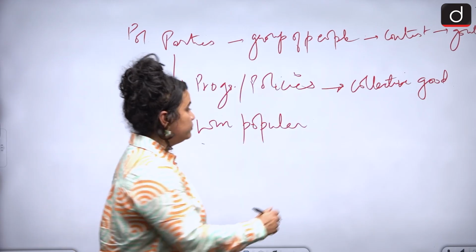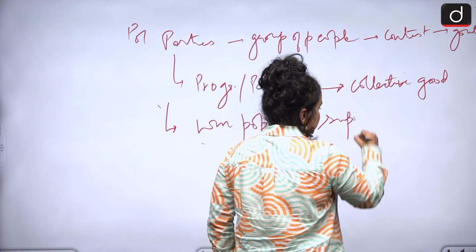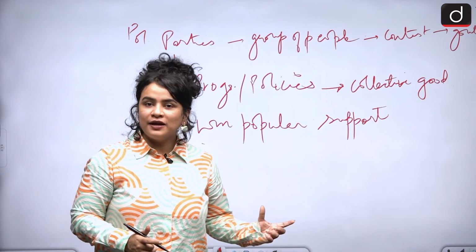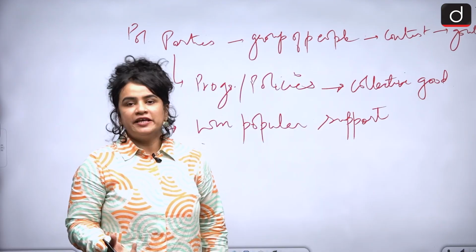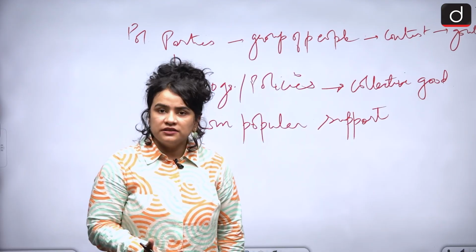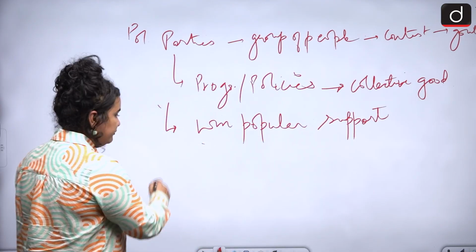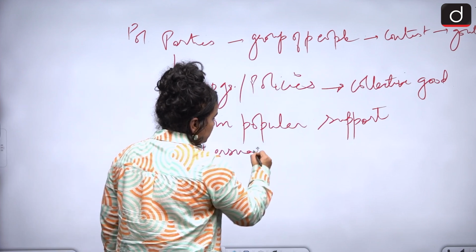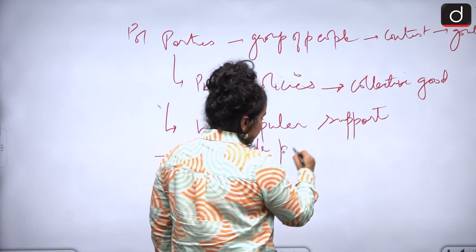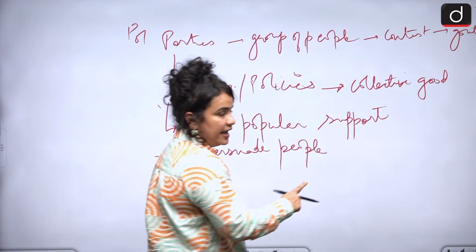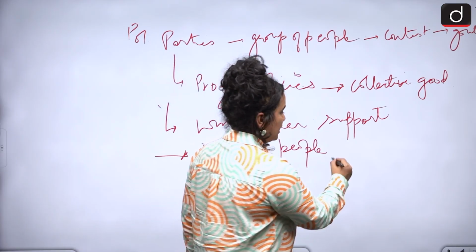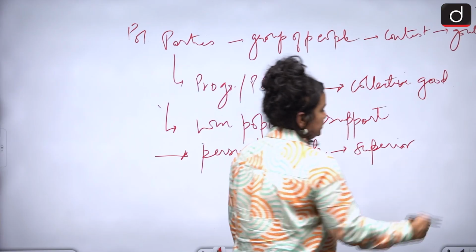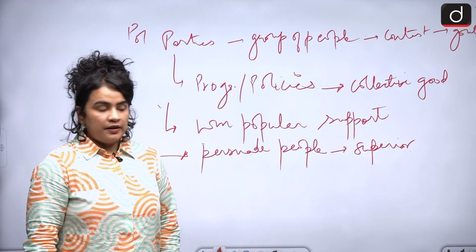How do they try to win popular support? By persuading people that their programs and policies are better than their competitors or other rival political parties. So, they try to win popular support by persuading people that their programs and policies are superior as compared to the alternatives.